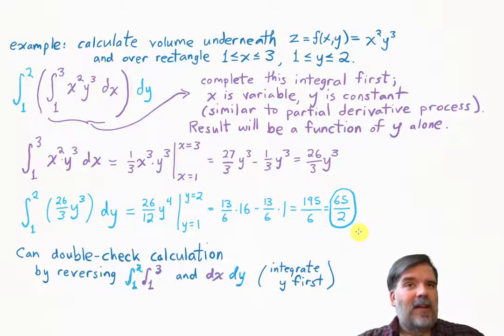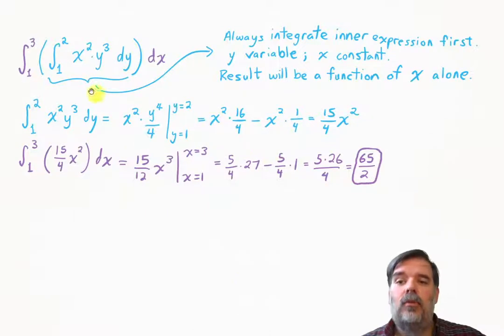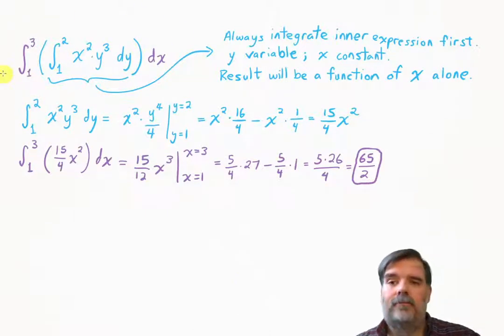And fortunately, for this kind of problem, there's actually a built-in check. There's not always, but when there is, it helps to make use of it. We can actually calculate this in the opposite order. First we did the x integration first, and then the y integration second. But we can reverse the order of both the integral bounds as well as the variables of integration. So we'll rewrite the problem in this form. As always, we integrate the inner expression first, respecting the order of operations and those parentheses.